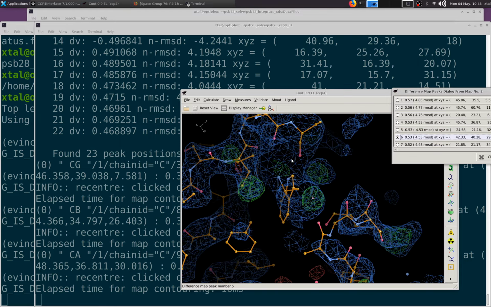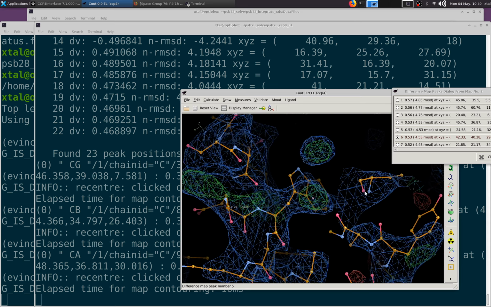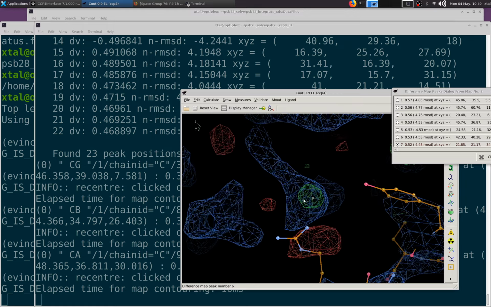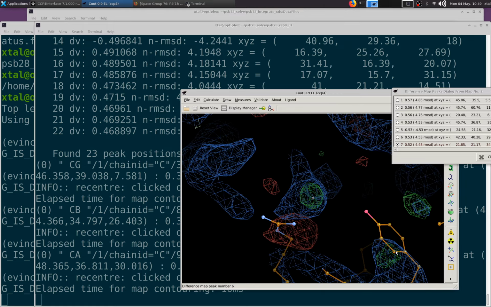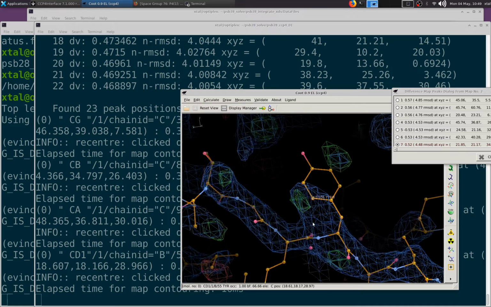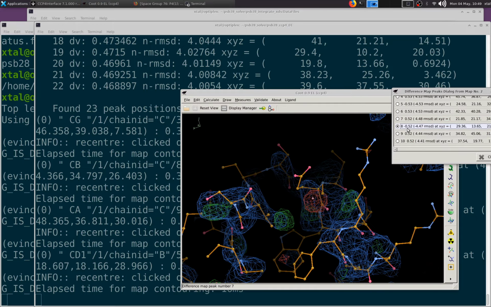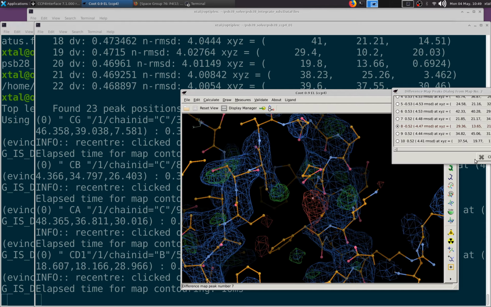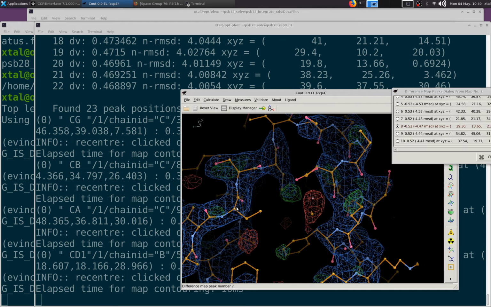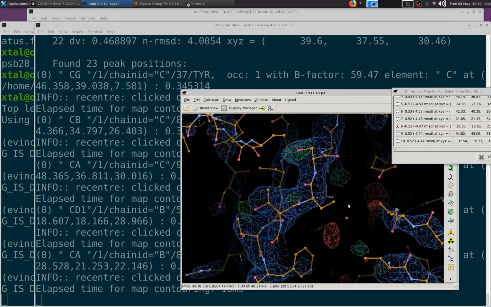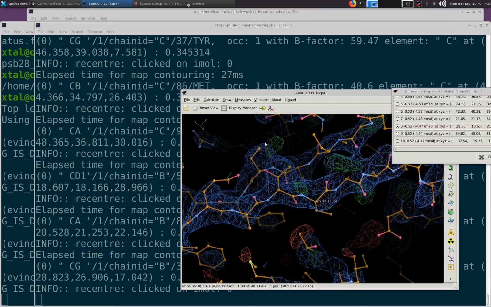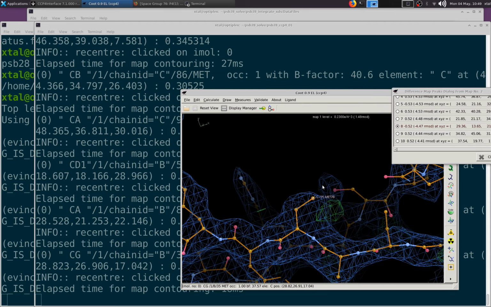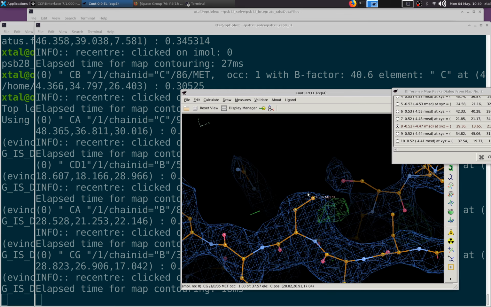It just needs refining and model building into an accurate model, or rather a precise model. Okay, so I think this now marks the end of the molecular replacement step of the structure's solution, and the next part is to move into model building and refinement.